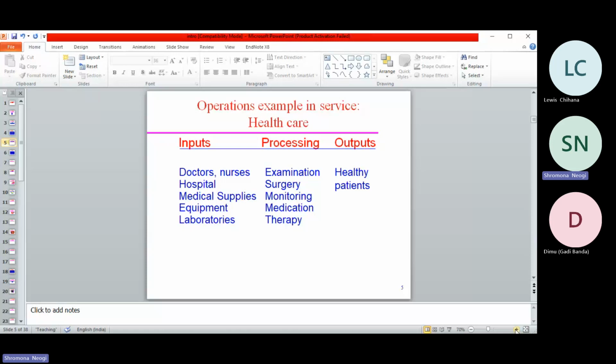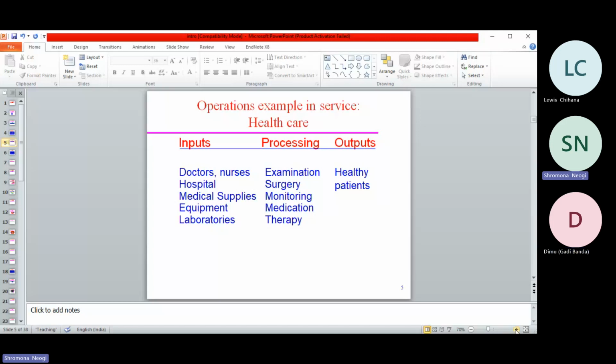Why two different kinds of examples? Generally, when we think of operations or operations management, we always think about machinery, we always think about product building. Many times we ignore services. In service providers also, operations is a huge part. For example, healthcare. Operations is the basic.